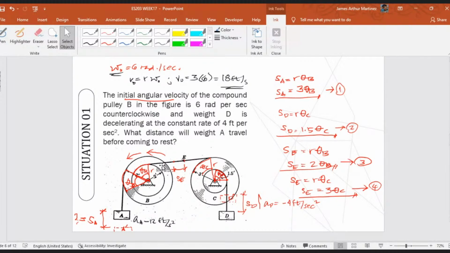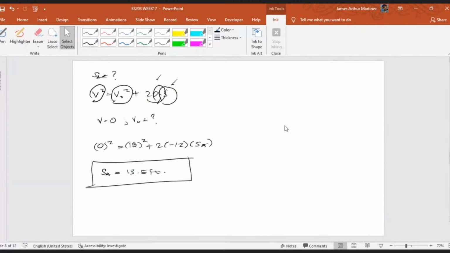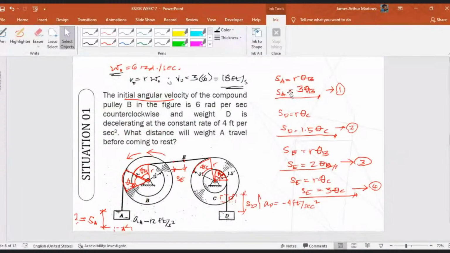How about the angular displacement of B? We already obtained SA, which is 13.5. Substituting that here, 13.5 divided by 3 gives the angular displacement of B. So it can still be computed. It depends on the problem, on what component of the system it is asking for. I think that's it for the constant angular acceleration condition.